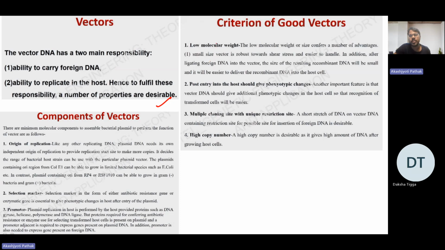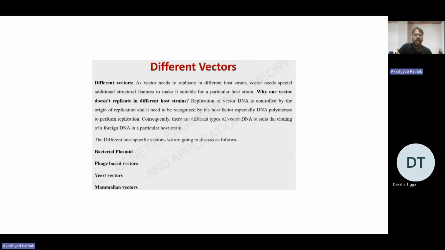Other criteria of good vectors are that they should have low molecular weight. They should give a phenotypic change. If it is associated with a phenotypic change post entry, then we can go for selection. Then there should be a multiple cloning site and a high copy number. So what are the different vectors available? That is the bacterial plasmid, phage-based vector, yeast vector, and mammalian vector.